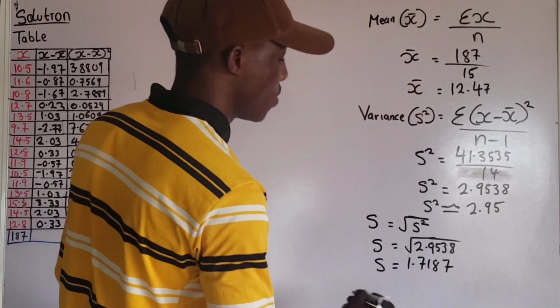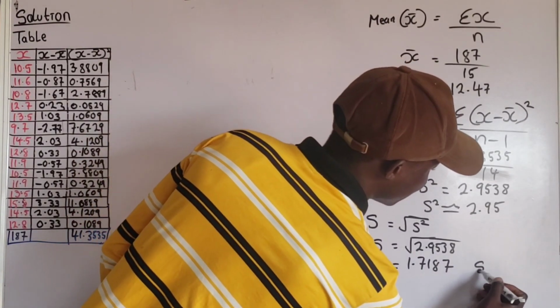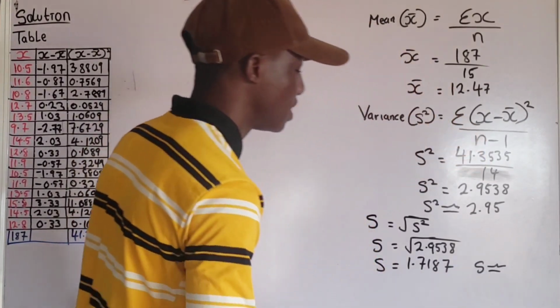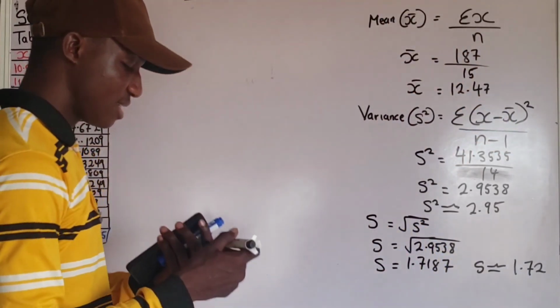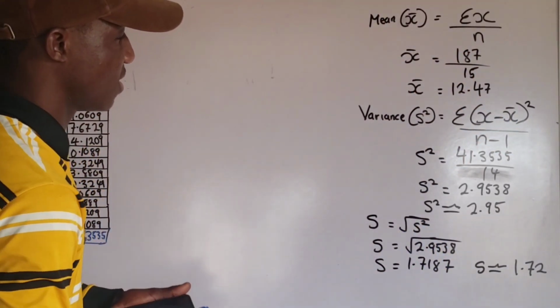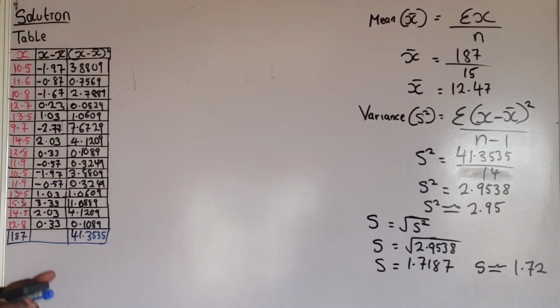1.7187. So you can approximate s to 2 decimal places. I'm going to have 1.72. So that is the standard deviation of the data. Now let's proceed to the next question. We are asked to determine the standard error.